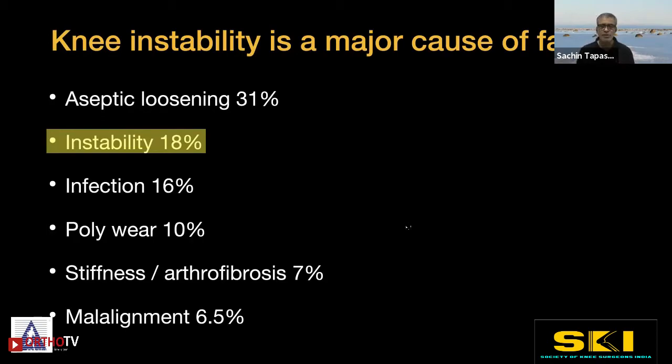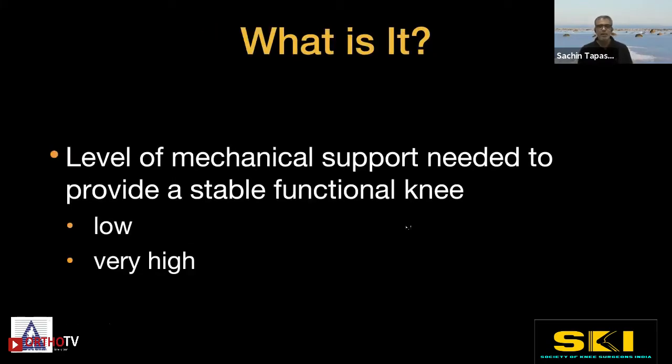Of course, reconstruction of bone is an important aspect. And the other major aspect of it is to try and compensate for any form of ligament laxity there would be. The thing that we use quite often is constraint. And what do we mean by constraint? Constraint is essentially the level of mechanical support that we use to provide a stable functional knee. So this constraint could be very low, as in a semi-constrained knee like a CR knee, or it could be very high like a rotating hinge.